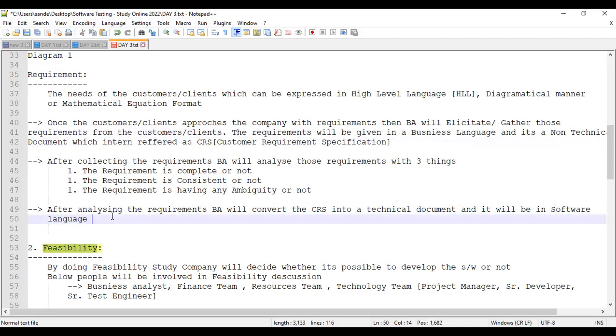What is that? Please do let me know, guys. Which in turn is referred to as CRS or SRS. Very good. SRS. I'll just tell, software requirement specification.